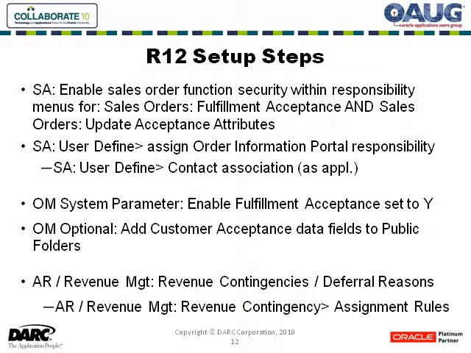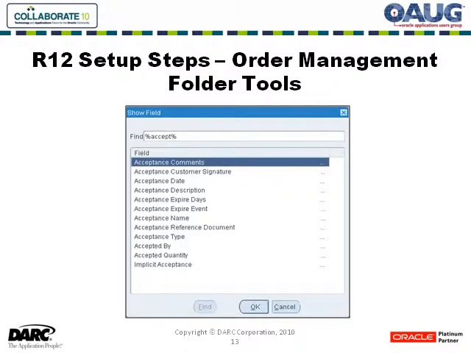In receivables under revenue management, the revenue contingencies need to be defined, and again, those are also referred to as deferral reasons, and then in order management, the acceptance names. Additionally, on the revenue contingency, you have the option of also assigning what are called assignment rules, which basically create a link to the revenue contingency of criteria to automatically insert that acceptance name to a sales order based on the assignment rule information.